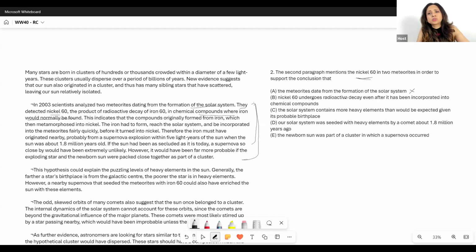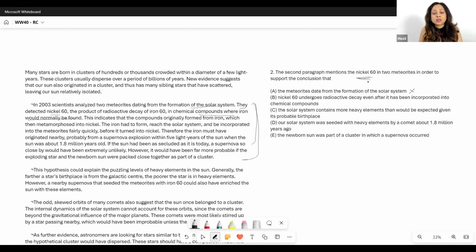Okay, nickel 60 undergoes radioactive decay. Anyway, this is irrelevant. If it were iron 60 that undergoes radioactive decay, then we would know that this is correct. But it is not the answer, of course, because this is not the reason why nickel 60 is mentioned in meteorites. The intent of the author is not to tell us that, hey, you know what, iron 60 decays and whatever.